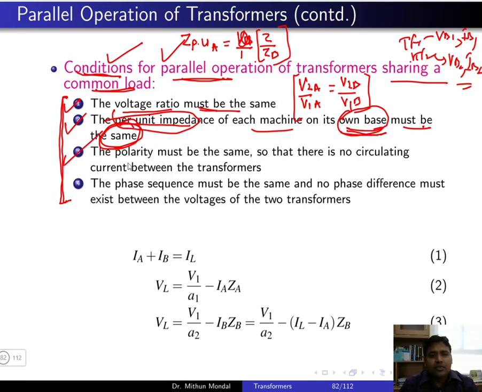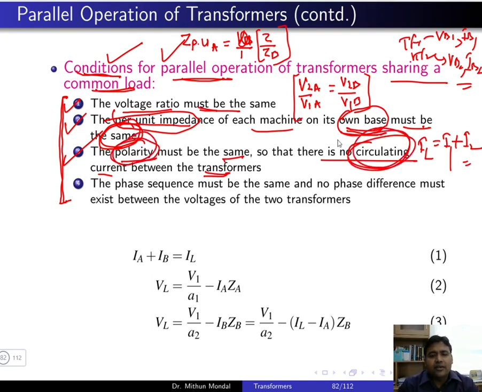Third point, the polarity must be the same so that there is no circulating current between the transformers. We have seen that the load current will be equal to the current given by the first transformer plus the current given by the second transformer on the secondary side. So if the polarity is not the same, obviously there will be a circulating current in the transformers, which is not desirable.